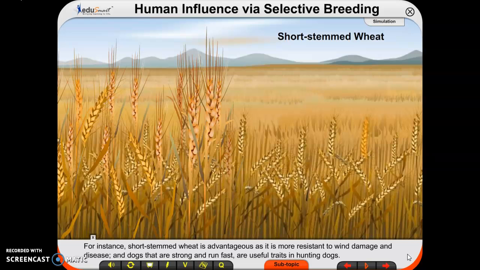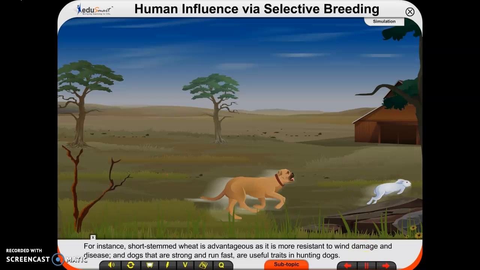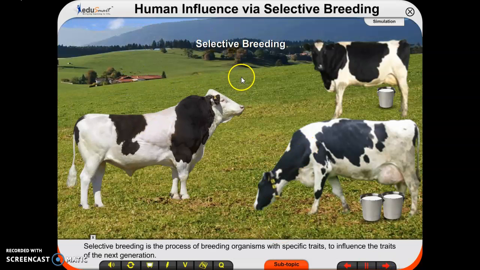We do that with plants as well. For example, this wheat. The wheat that's shorter is more wind resistant because it's not getting a lot of wind damage. And so it's also more resistant to disease. So then we'll take the seeds from that wheat and we will replant them because that's the kind we want. We do this with dogs. We do this with cows.